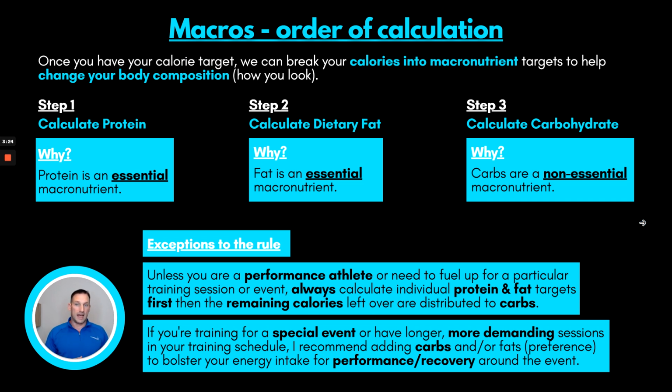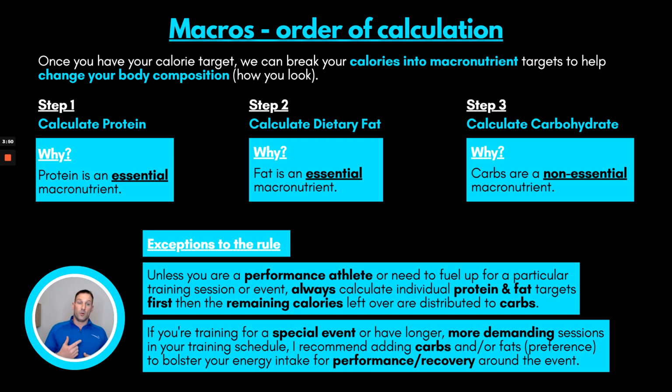Now, we've got an order of calculation. If we're looking at calculating macronutrients, the usual way we'll go about this is we calculate protein first, then we calculate dietary fat, and then we calculate carbohydrate. So protein, we know protein is essential for life. We also know that fat as a macronutrient is essential. We need fats in the diet.